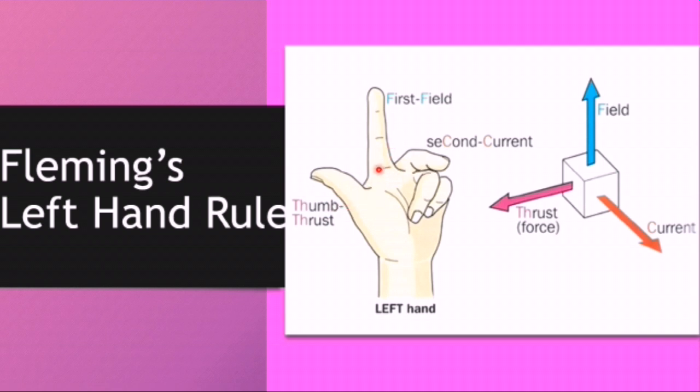Then the thumb indicates the direction of motion, the first finger indicates the direction of the external magnetic field, and the second finger will indicate the direction of conventional current. Now if the thumb and the first two fingers of the left hand are held at right angle to one another, with the first finger pointing in the direction of field and the second finger in the direction of current, then the thumb points in the direction of force or motion.